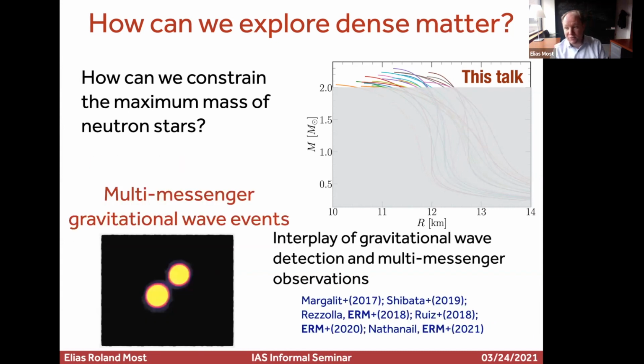Another method that you can use, apart from direct observations, is something that has been proposed in the aftermath of GW170817: you can use gravitational wave events, and especially multi-messenger gravitational wave events, to derive constraints on nuclear matter in this way. This is something that I have some works on.